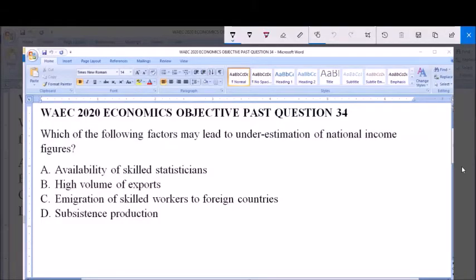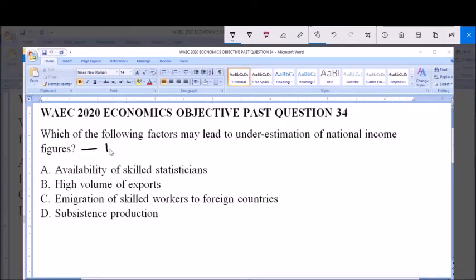Hello and welcome. I will be answering WAEC 2020 Economics Objective Past Question 34. Which of the following factors may lead to underestimation of national income figures? A. Availability of skilled statisticians. B. High volume of exports. C. Emigration of skilled workers to foreign countries. D. Subsistence production.